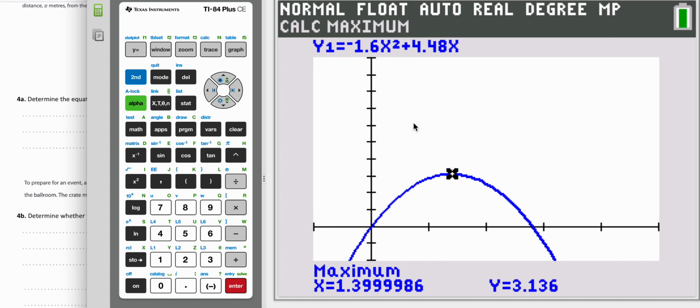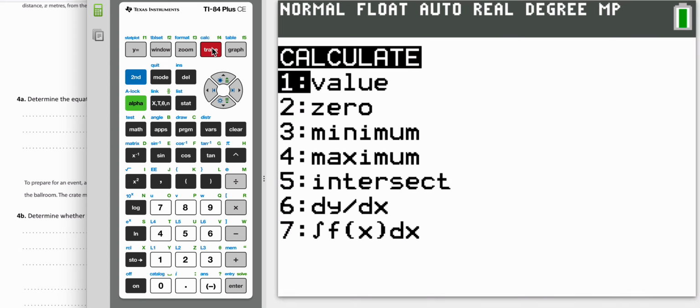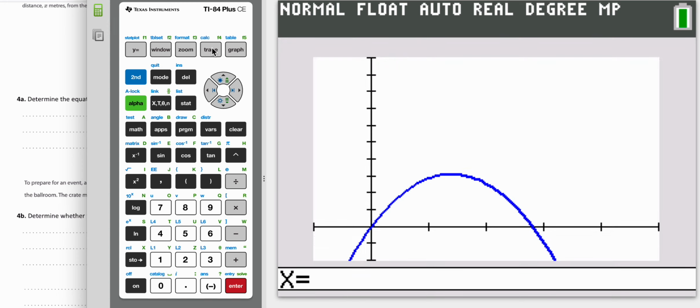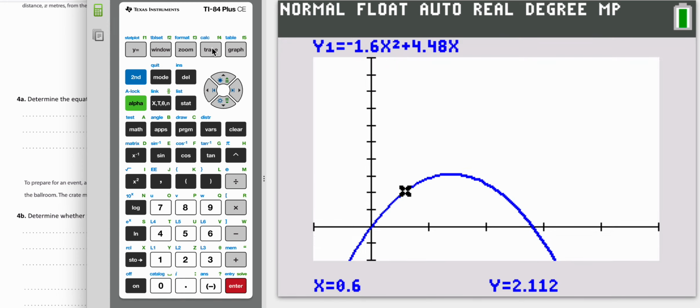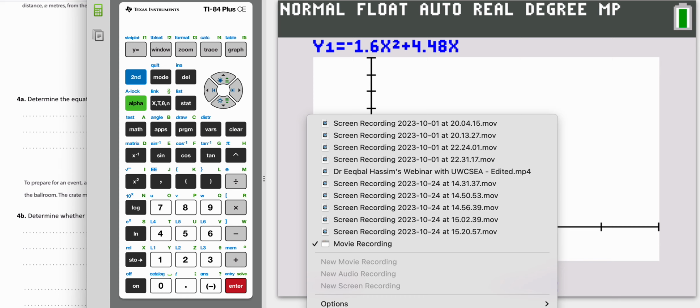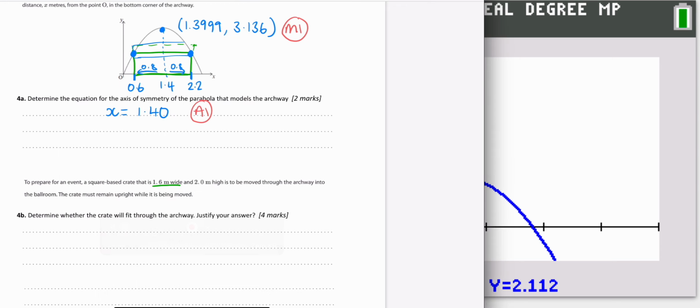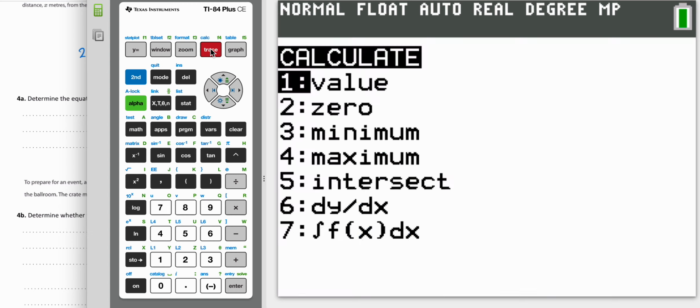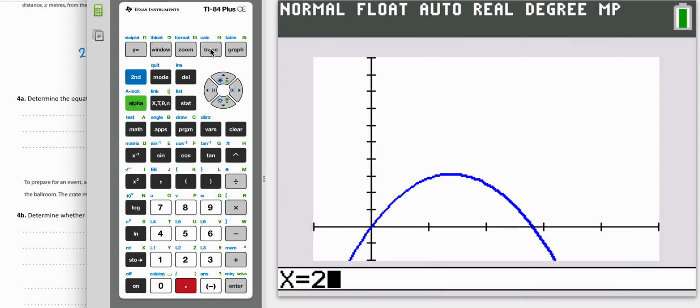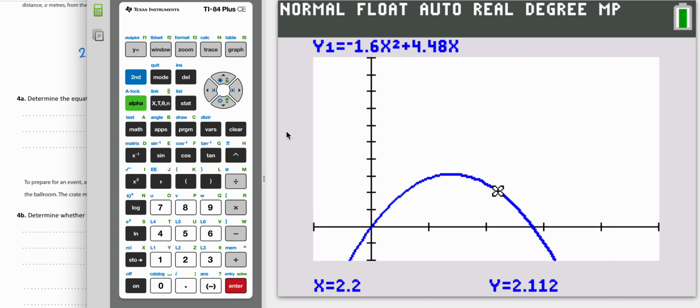So I'm going to go back to my graph, and I'm going to do second function trace and then find a value. And I want to find what happens when x is 0.6. And we can see there that it's 2.112. So this point here is 2.112. And we can do the same again for the 2.2. However, we also know that it's a quadratic and that it should be symmetrical, and therefore 2.2 should be exactly the same answer, which we can see that it is.